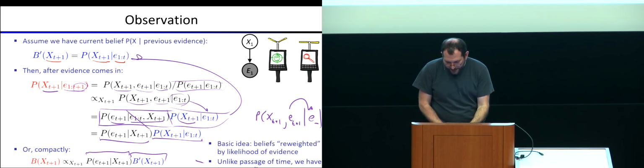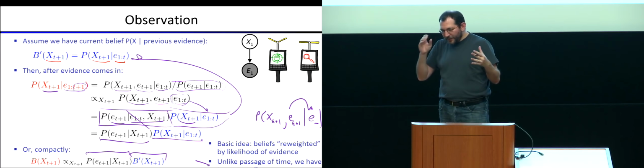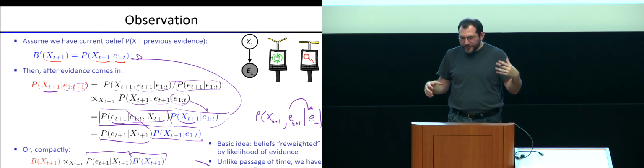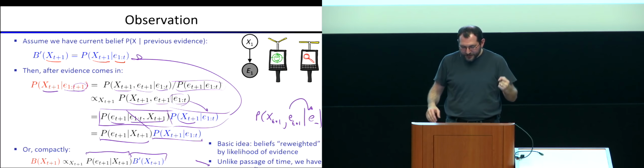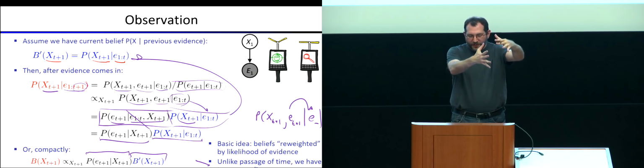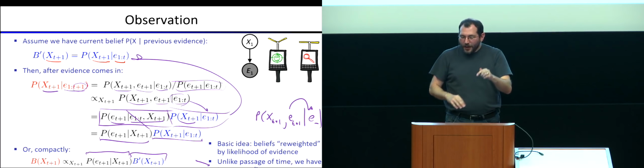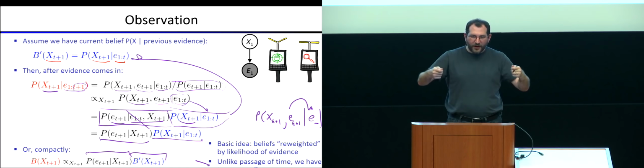There's a key piece here. Both of these basic operations, which are the building blocks of all these inference procedures, have a simple intuitive interpretation. Passage of time is you take your vector and you move it through the dynamics. Easy. Observation is tricky. It makes sense that you should weight all of the different outcomes by the evidence, but then you have to renormalize.